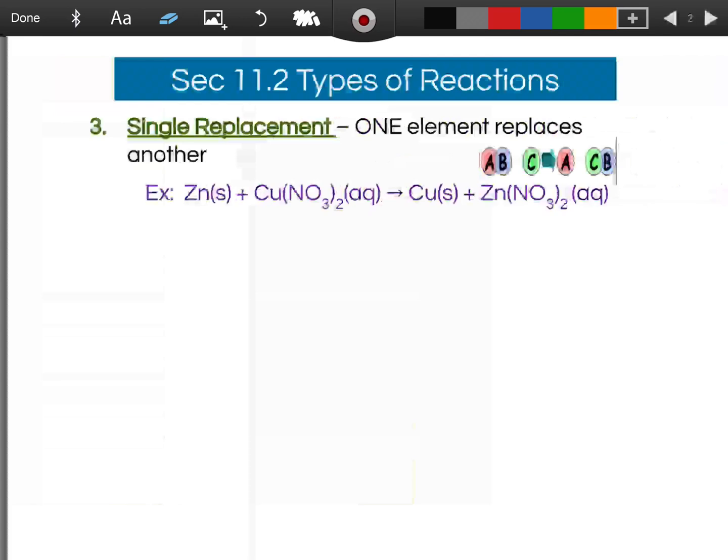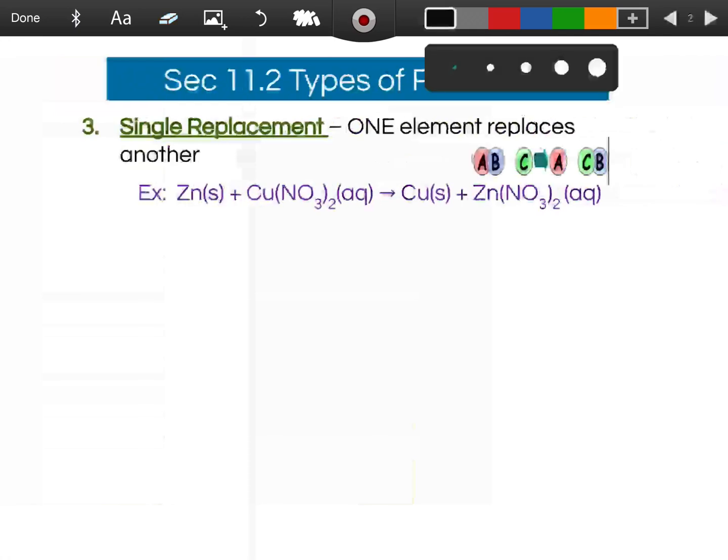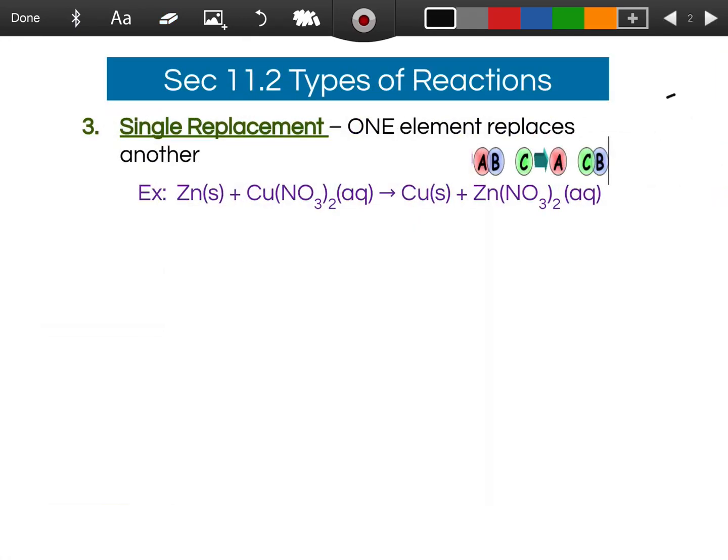So the definition of single replacement is when one element replaces another element in the reaction. So in this picture, there should be a plus sign between the AB and the C and between the A and the CB. So in a single replacement reaction, you have a single element and a compound. So when you look at the reactants, you are looking for a single element reacting with the compound, and two of those elements are going to switch places, or one element will replace the other.